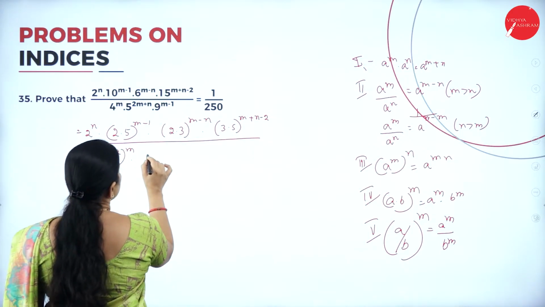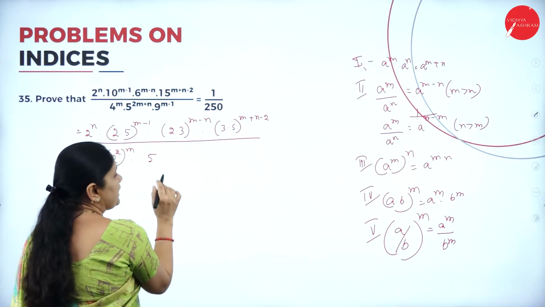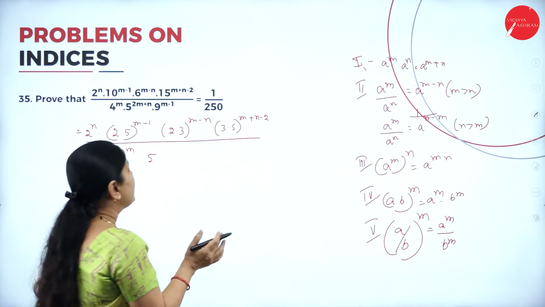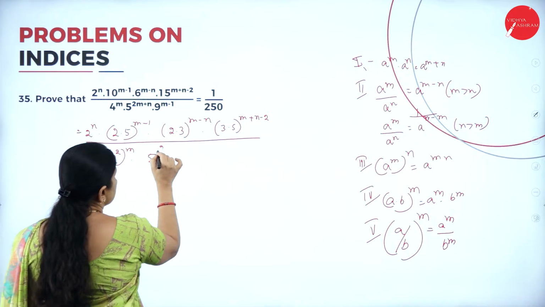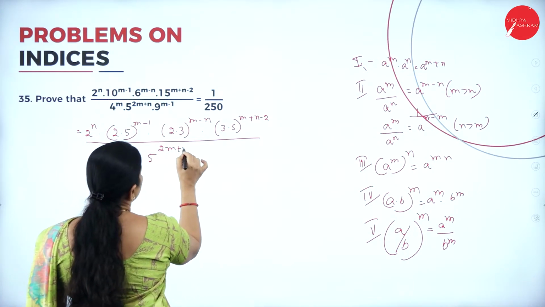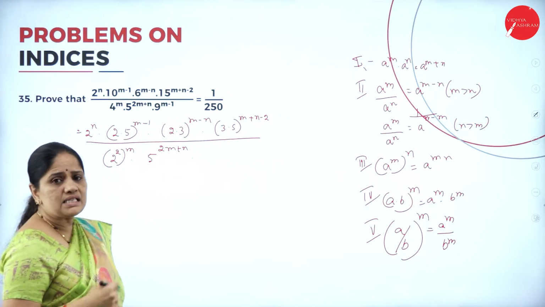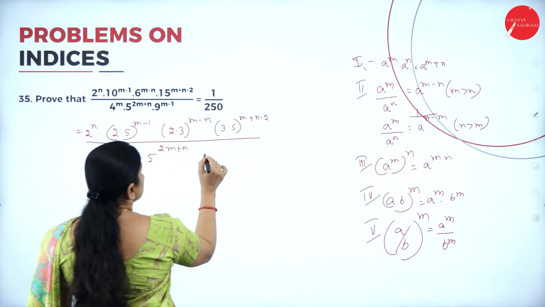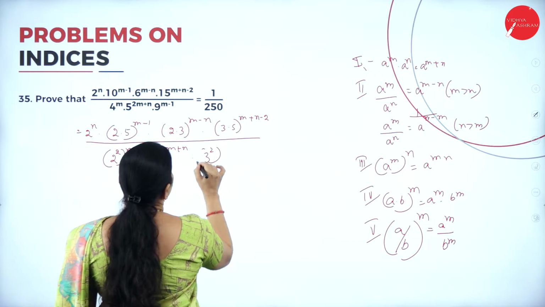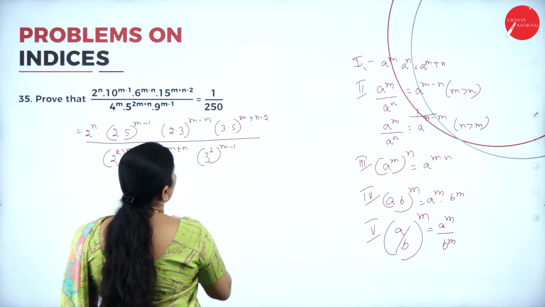Then next is 5 to the power. So 5, we don't have any multiples of 5. So I am writing it as it is, 5 to the power of 2m plus n. Then again 9 is given. So 9 is nothing but 3 square. So 3 square to the power of m minus 1.